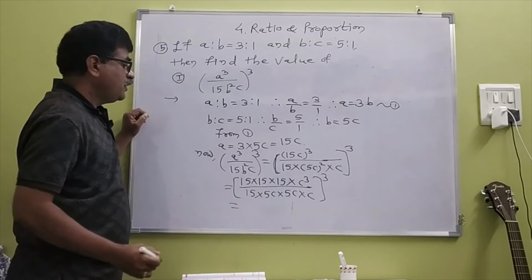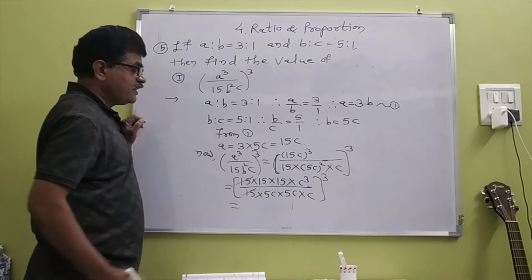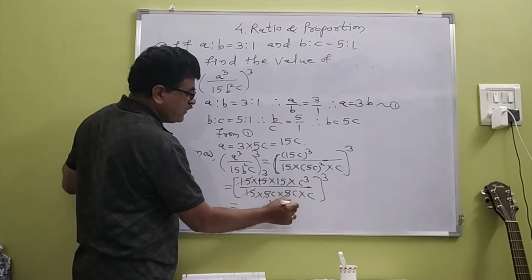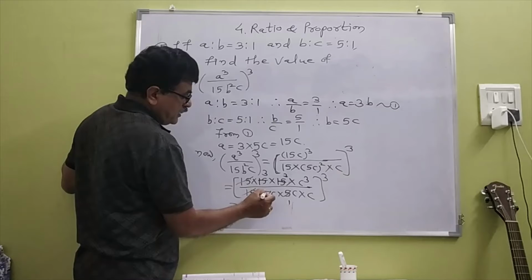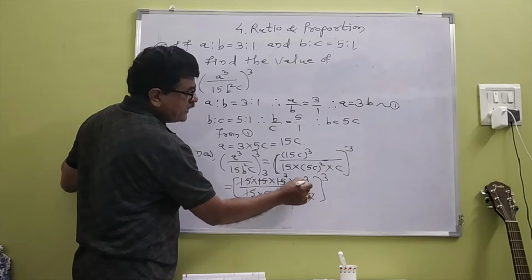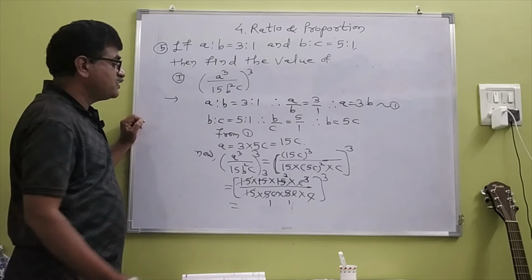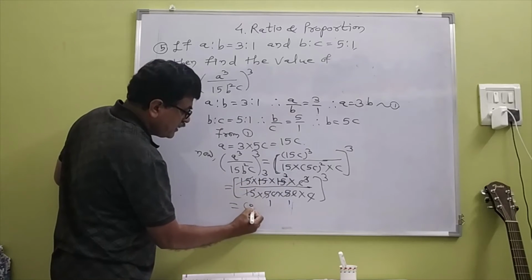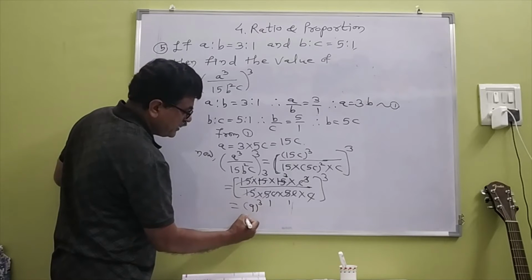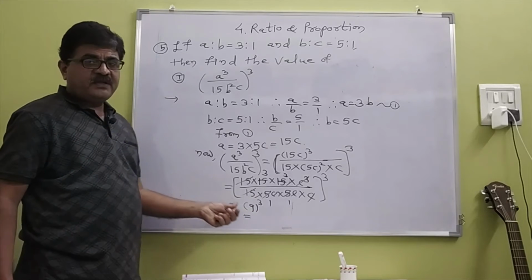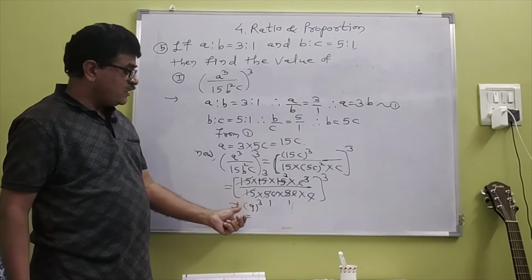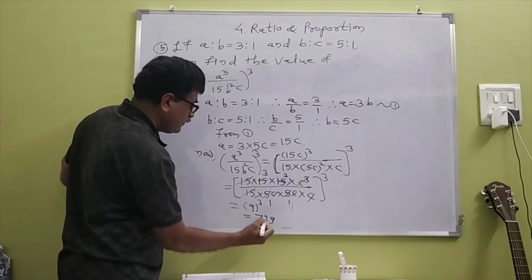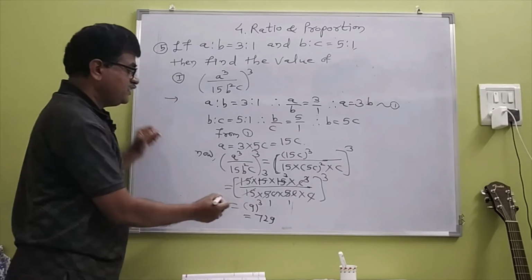Is equal to. Now this 15 get cancelled, dividing by 5, 3, dividing by 5, 3. C cube get cancelled. Now remaining terms are 3 into 3, 9, 9 cube is equal to, 9 cube is 9 into 9, 81, 81 into 9, that is 729. This is the answer of this.